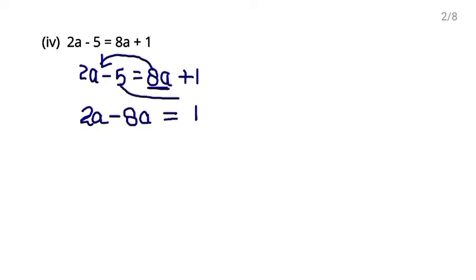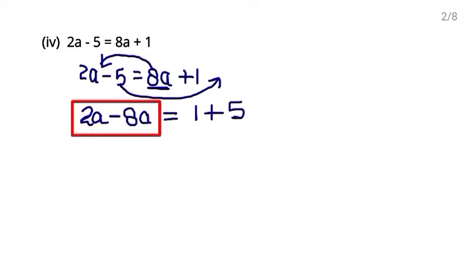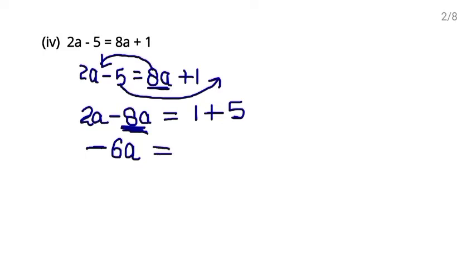Now we will move this 5 to this side. Right? 5 was of minus sign. After moving to this side, after transposition, this will become of plus sign. Now 2a and 8a both are like terms, but their signs are different. And when signs are different, we subtract them. So subtract: 8 minus 2, 6. Variable is a and the sign will be of the greater numeral. 8 is greater, so the sign will be of 8, which is minus, equal to 5 plus 1, 6.